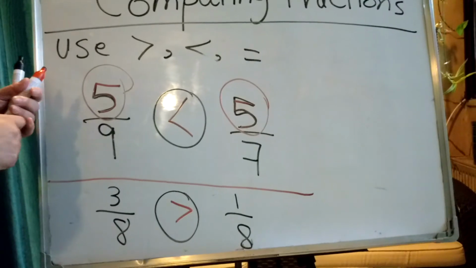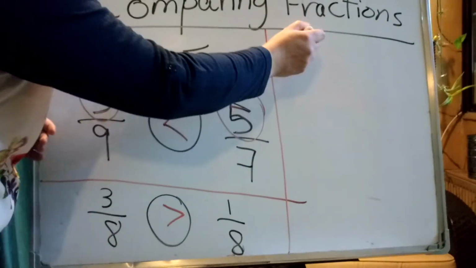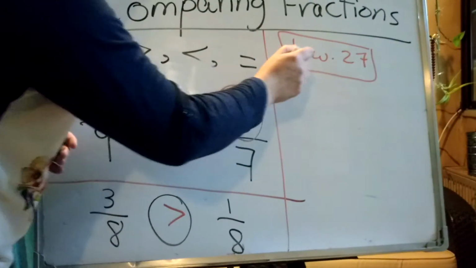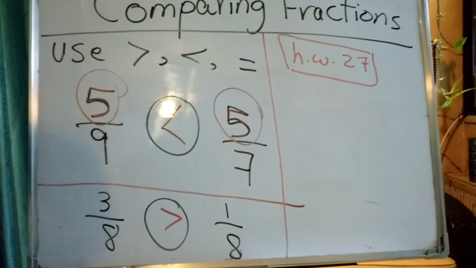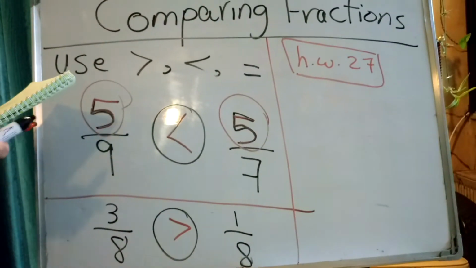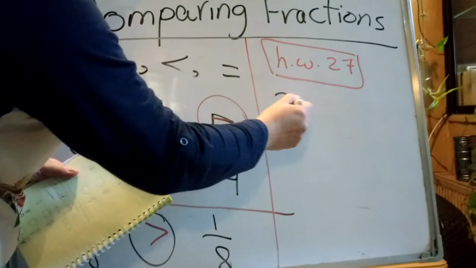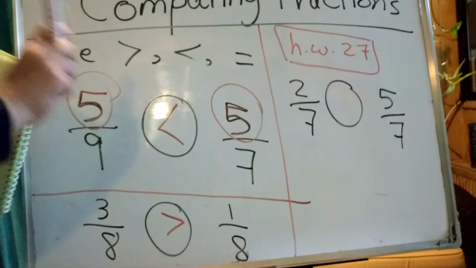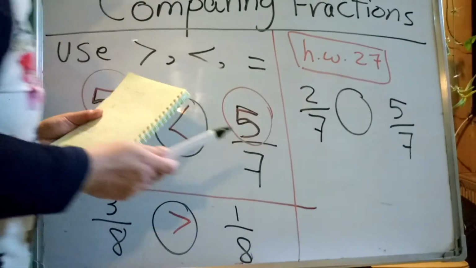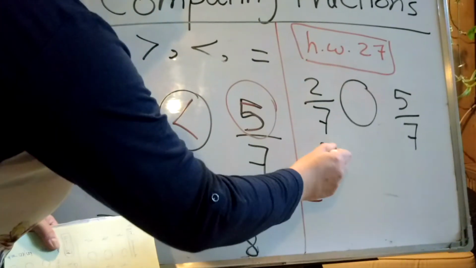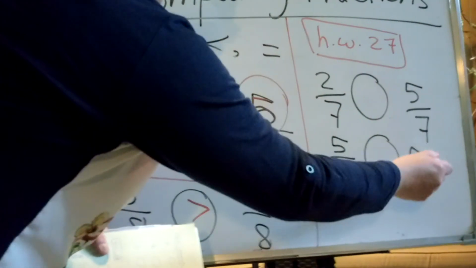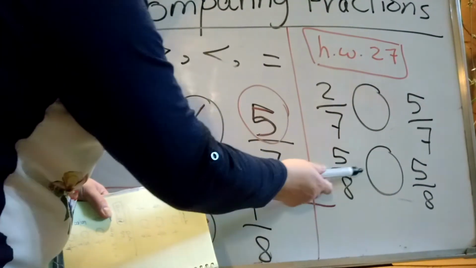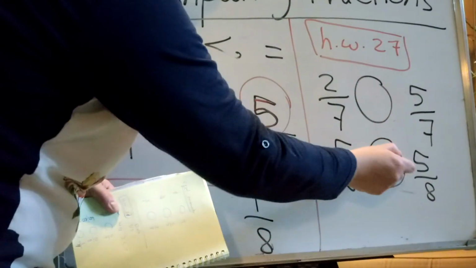Now let's have homework 27. Homework 27 is also about comparing using greater than, less than, or equal. Which one is greater, 2/7 or 5/7? Remember here that you have equal denominators. What about 5/8 and 5/8? Here 5/8, 5/8, they are what? They are the same. So here you can put the equal sign.